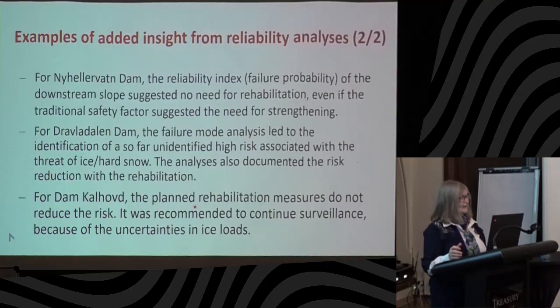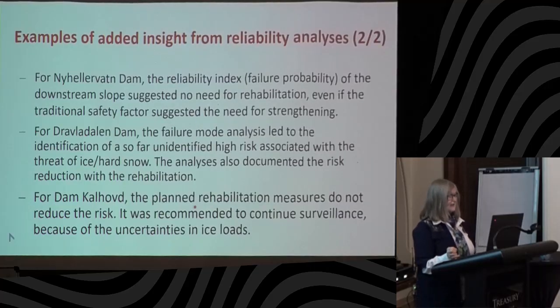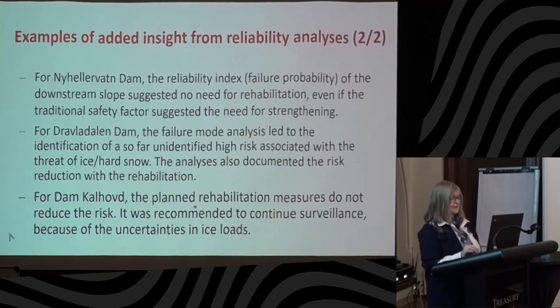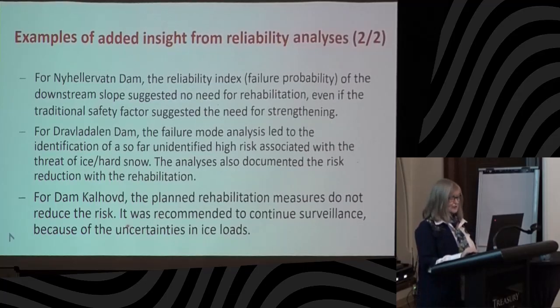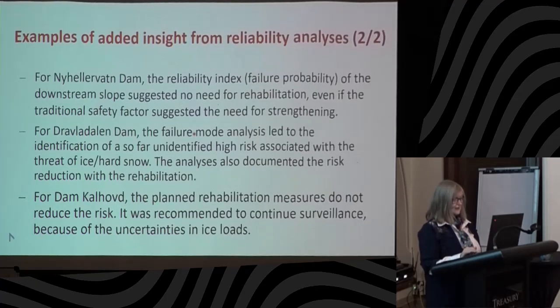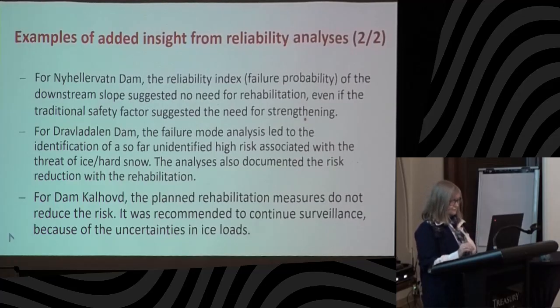For a third dam, the Nyhedevatn dam, the reliability index or failure probability of the downstream slope suggested no need for rehabilitation, even if the traditional safety factor was 1.3 instead of the required 1.5, which suggested a need for strengthening. And it's because they were selecting values of friction angle in the rockfill which were much too conservative.